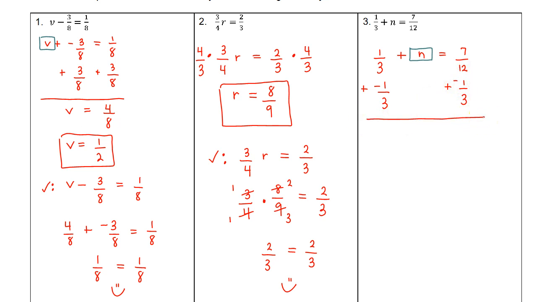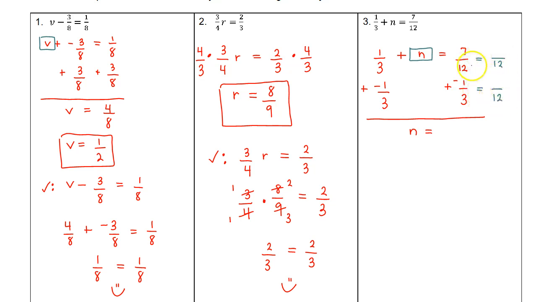So I'm adding negative 1/3 to both sides. On the left side, 1/3 and negative 1/3 give me 0. So n is all that remains. Now on the right-hand side, it's not quite as easy as number 1. Remember for number 1, we had common denominators already. For number 3, we do not. So in order to add 7/12 and negative 1/3, I have to have a common denominator. My common denominator for 12 and 3 would be 12.